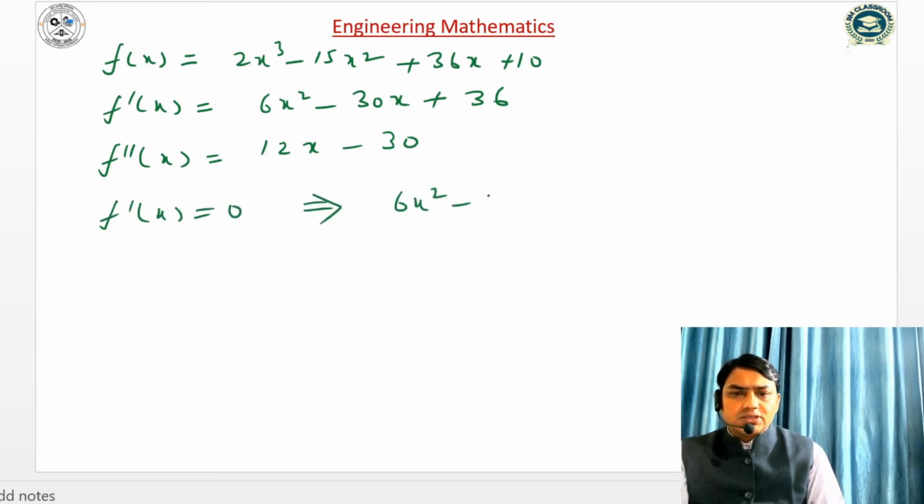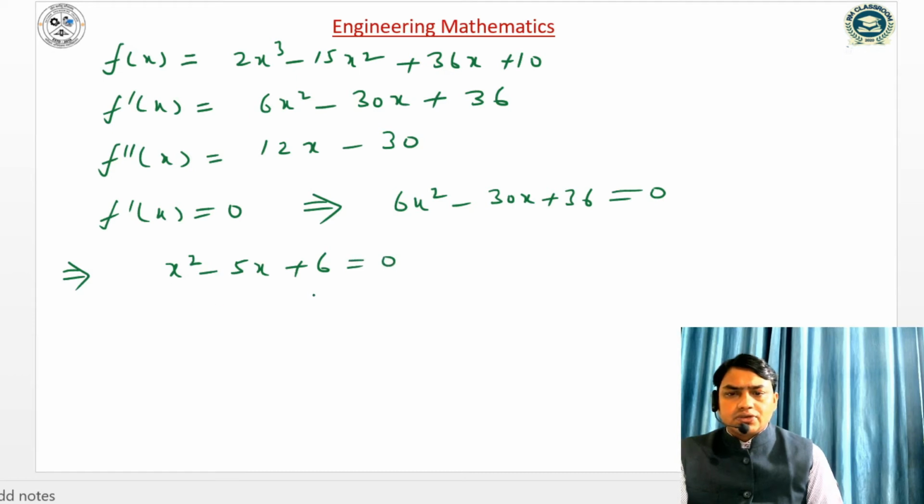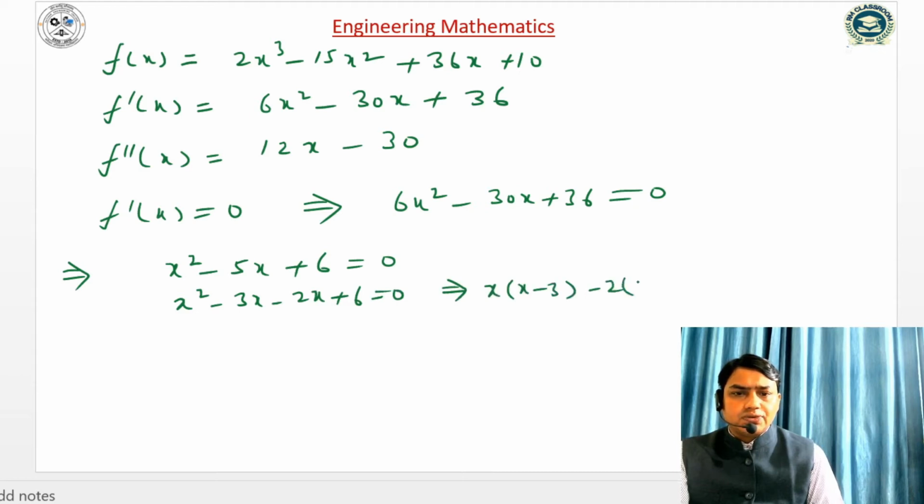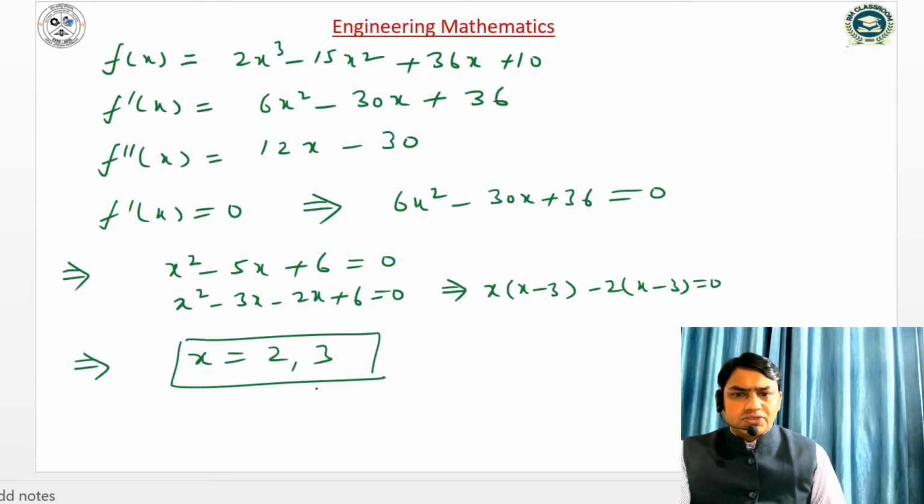6x square minus 30x plus 36 is equal to 0. So it will be x square minus 5x plus 6 is equal to 0. So we can write x square minus 3x minus 2x plus 6 is equal to 0. So it will be x into (x minus 3) minus 2 into (x minus 3) is equal to 0. So the value of x is equal to 2 and 3. So these are the two stationary points.